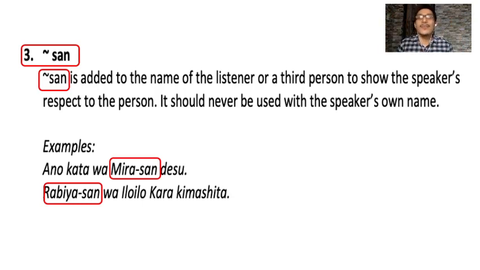the san. So, ano kata wa Mira-san desu. So that person is Mr. Miller. And then Rabia-san wa Iloilo kara kimashita. So, Miss Rabia came from Iloilo, or is from Iloilo. So, again, san here is used with another person to show respect to that person, but never to yourself. Okay? Did you get it?